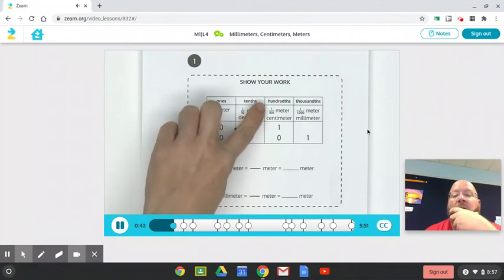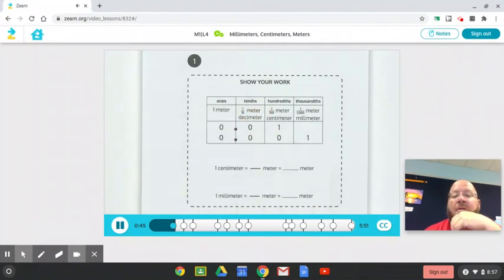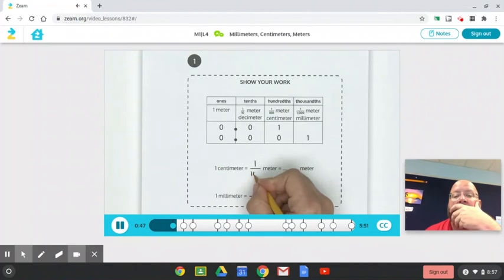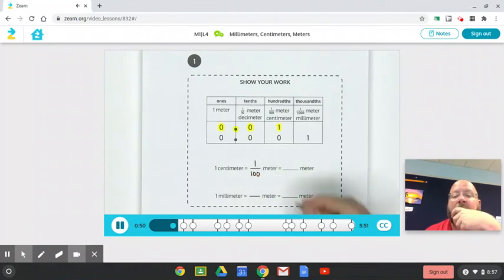1 centimeter equals 100th meter. I'll write that as a fraction and as a decimal fraction.